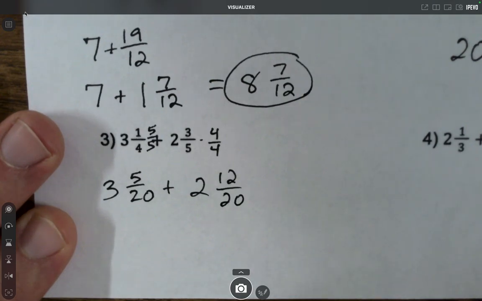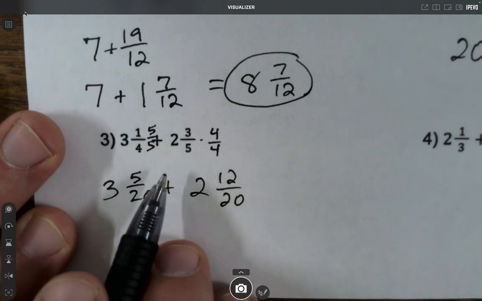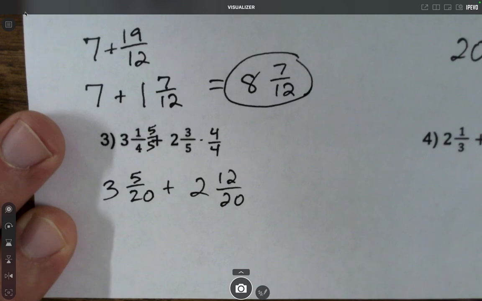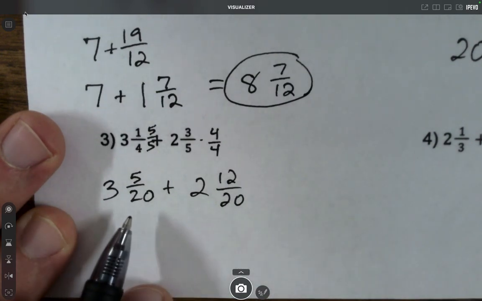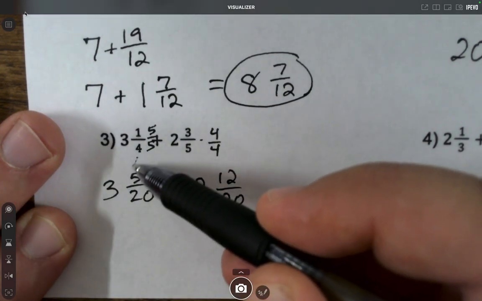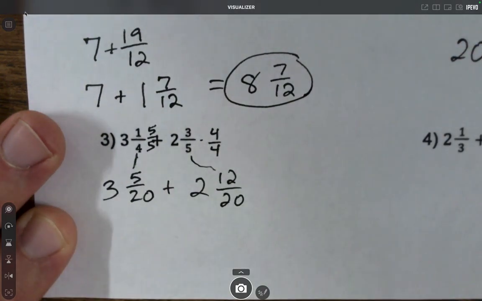So I've done the first 3 steps. I made sure it was horizontal. I figured out the least common denominator was 20, and then I made the fractions equivalent so they had the same denominator. And just to be clear, I'm not making this fraction equivalent to this fraction. We're pointing out that 1/4 and 5/20 are the same, 3/5 and 12/20 are the same. They're equivalent to each other.